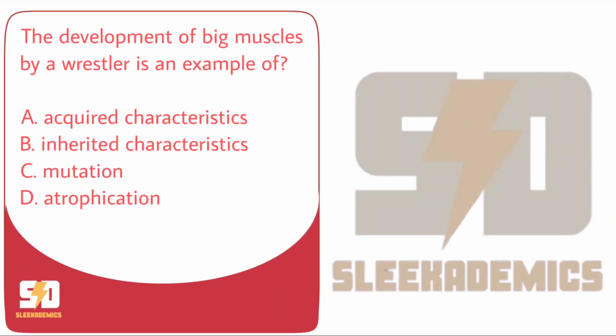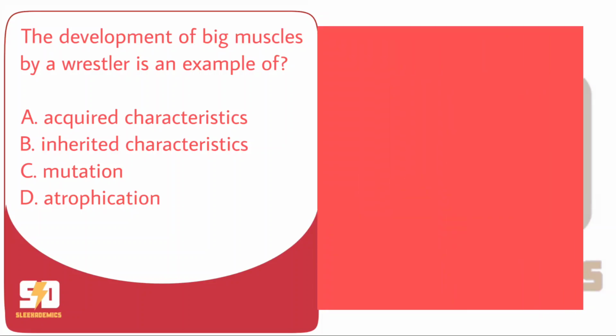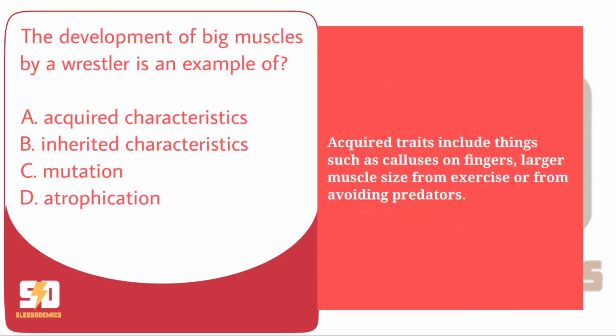Now the next question says, the development of big muscles by a wrestler is an example of dash. A. Acquired characteristics. B. Inherited characteristics. C. Mutation. D. Atrophication. Well, naturally, this is acquired characteristics because you are not born with those big muscles. The wrestler had to work out, probably engage in a gym activity, and started to gain these muscles. So we call this acquired characteristics, and the correct answer is A.